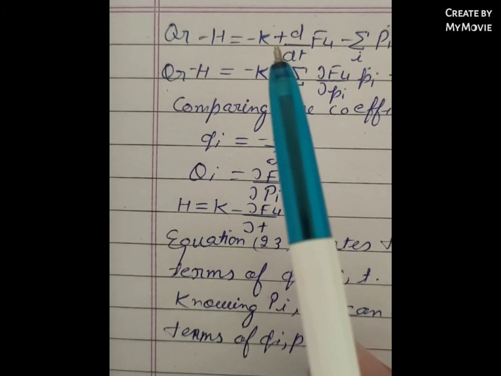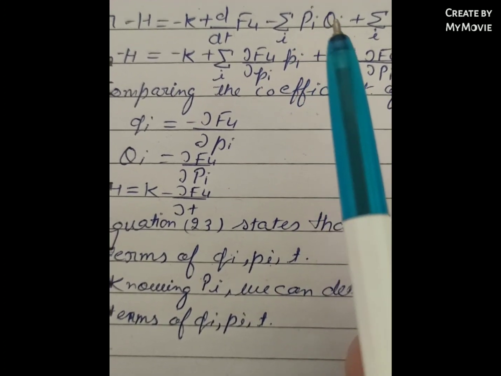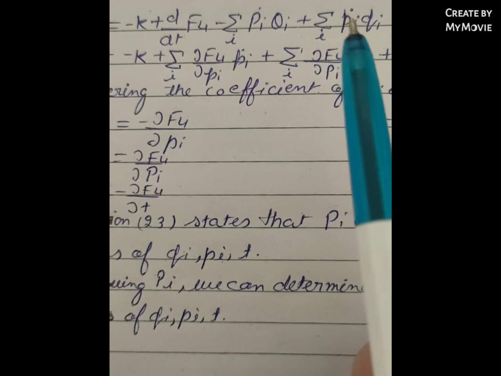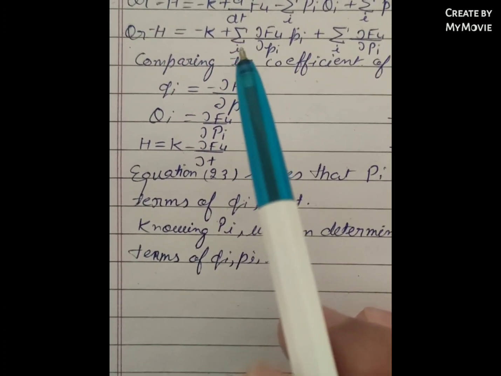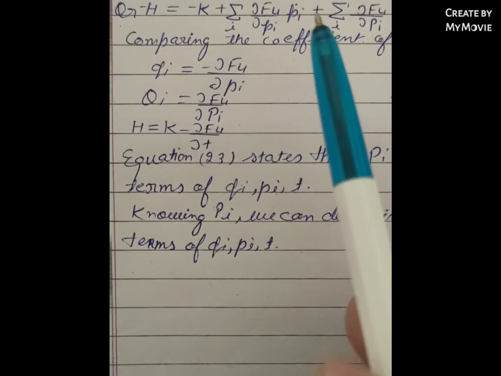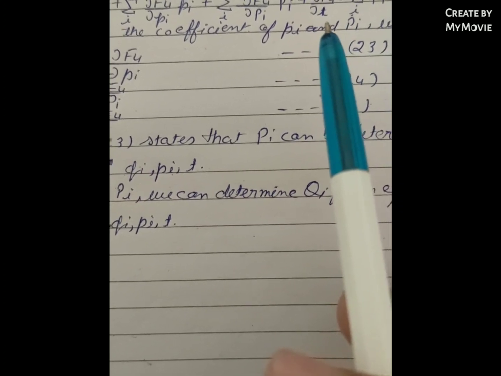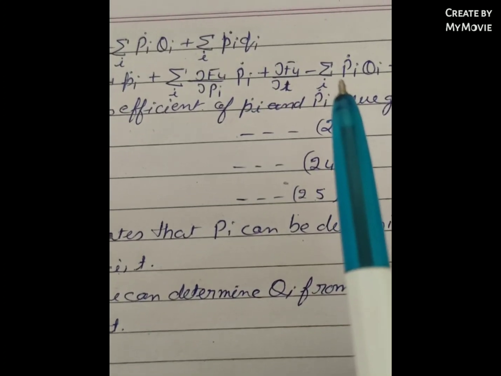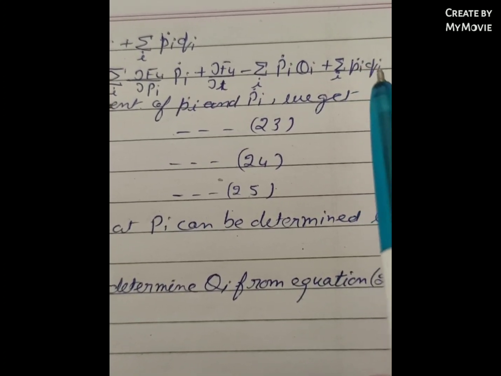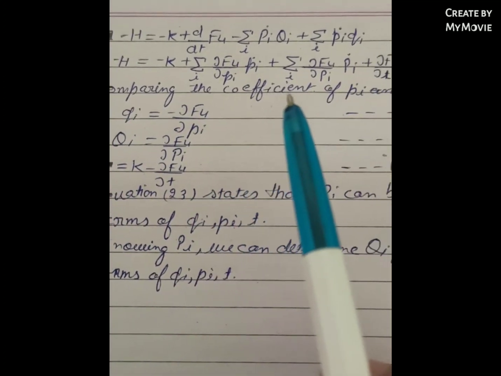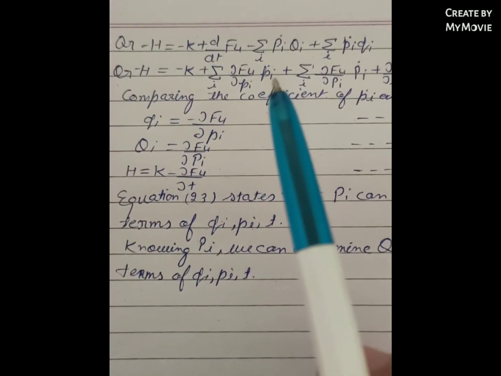Here minus H is equal to minus K plus d over dt of F4 minus sigma i pi dot qi plus sigma i Pi dot Qi, or minus H is equal to minus K plus sigma i ∂F4/∂pi pi dot plus sigma i ∂F4/∂Pi Pi dot plus ∂F4/∂t minus sigma pi dot qi plus sigma Pi dot Qi. This is equation 22.